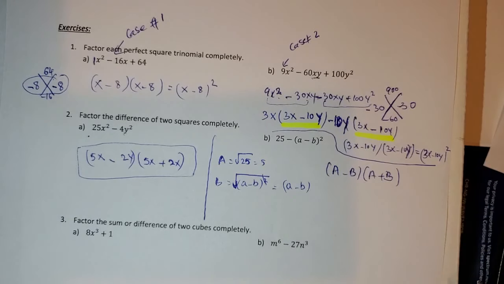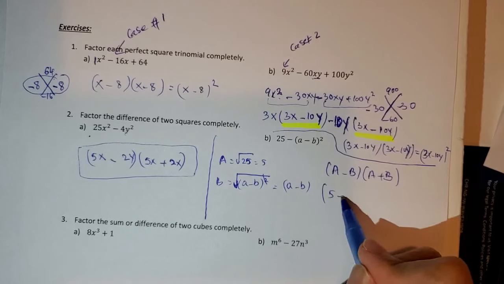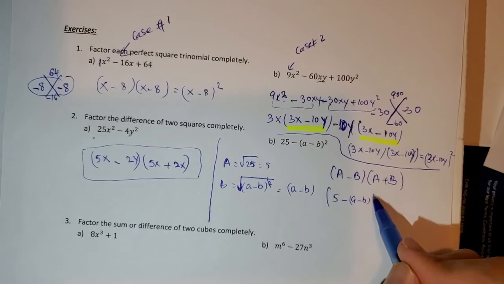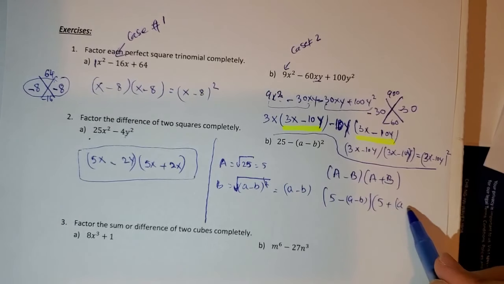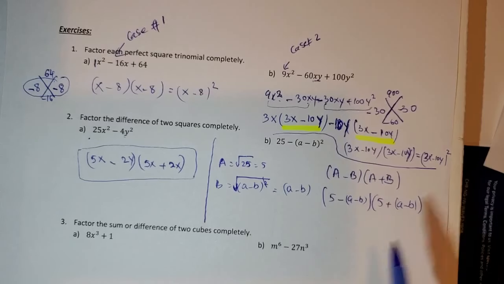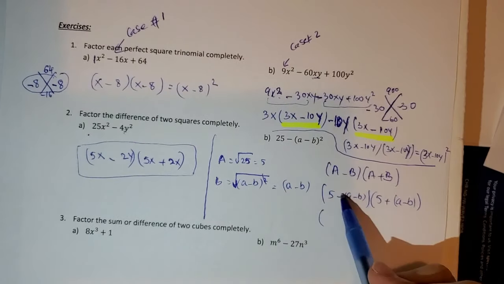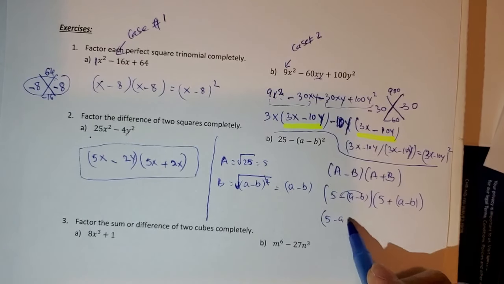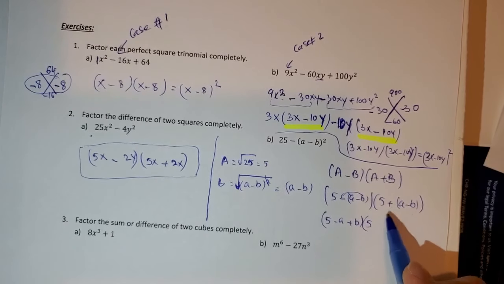Okay. So now my a here is 5, my b here is a minus b, like that. Now my a here is going to be 5 plus, my b here is going to be a minus b, like this. Now all you have to do is simplify this one a little bit. So just distribute the negative into this. So this is going to be 5 minus a, negative negative gives me positive. And distribute the positive here, this means everything here stays the same.